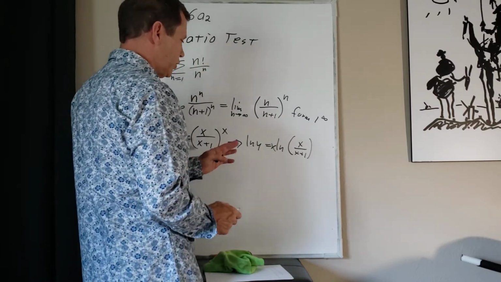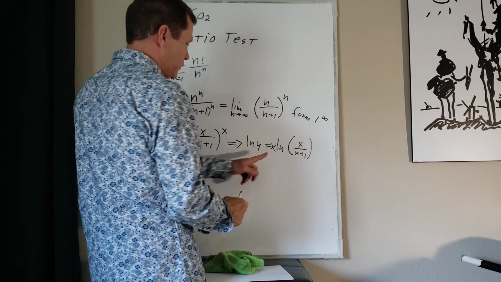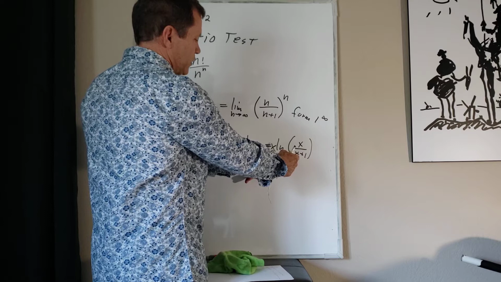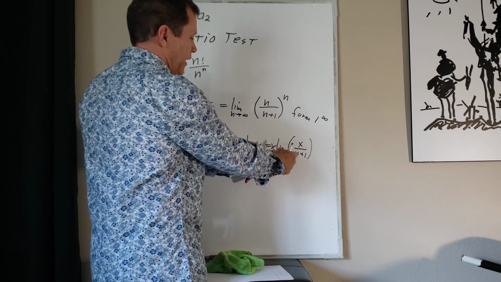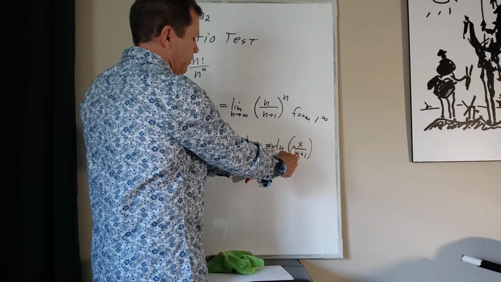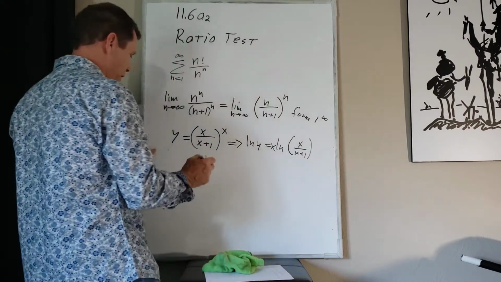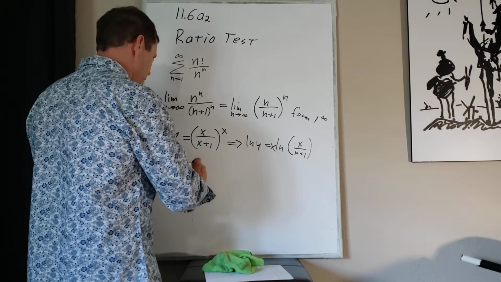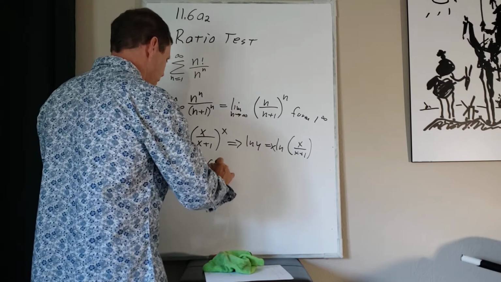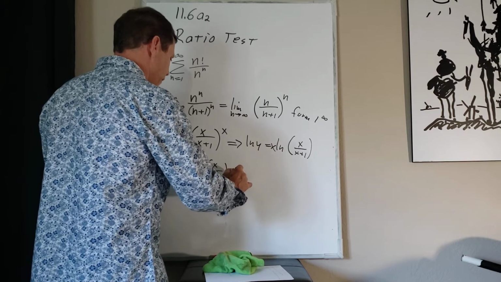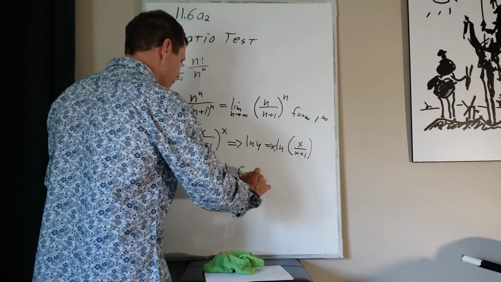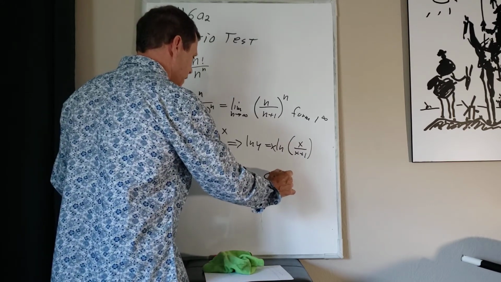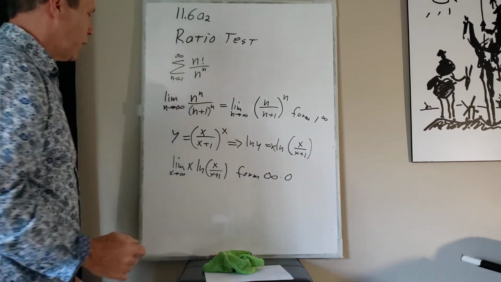Now, let's look at the limit as x goes to infinity here. That's going to be infinity, and that's going to be 1. So as x goes to infinity, that's going to be a 1. That's going to be infinity. ln of 1 is 0 and infinity. So when I do the limit, as x goes to infinity of x ln of x over x plus 1, that's got the form infinity times 0.